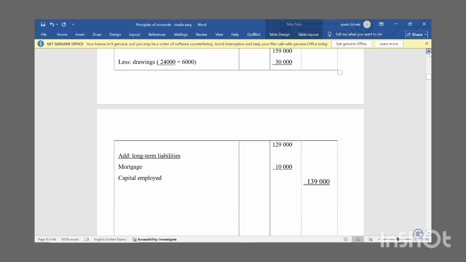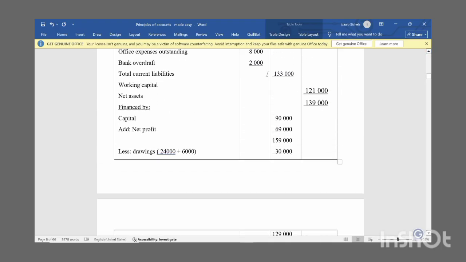So under financed by, we have capital, which was 90,000. Then to capital, we add net profit. So what was the net profit? 69,000. So 69,000 will be added to 90,000 to get 159,000. Then after that, you're supposed to subtract drawings.